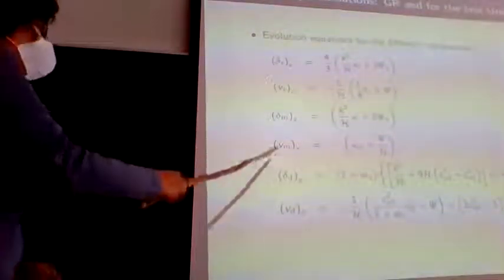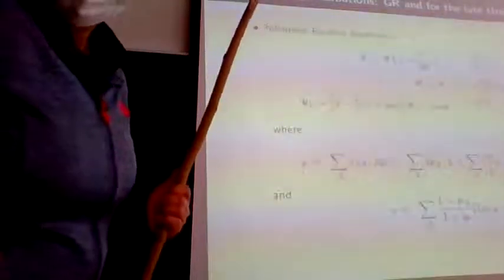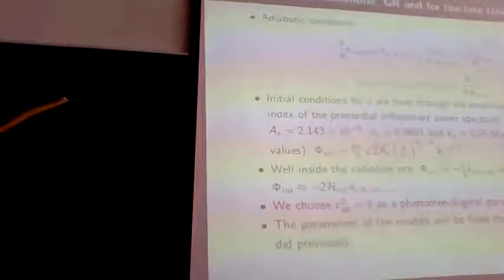Once we have these deltas and Vs, we have the total deltas and the total Vs, and therefore we have the gravitational potential, and we are done. So that's what we did. Let me show you the result. Well, a few words about the initial condition.